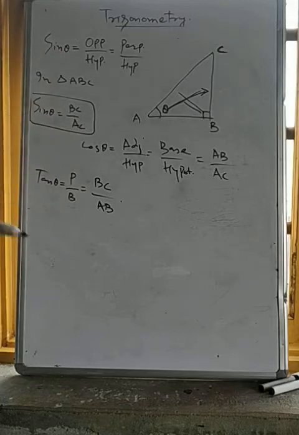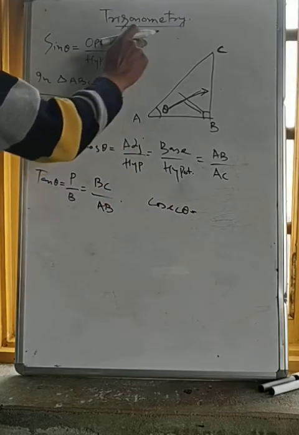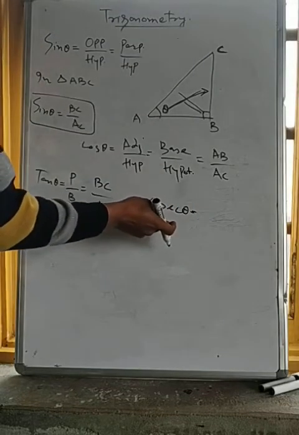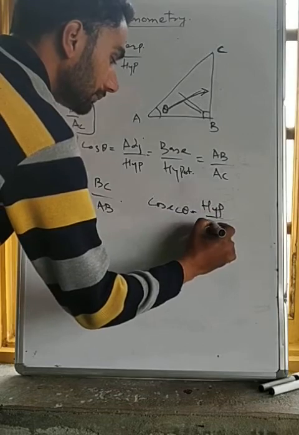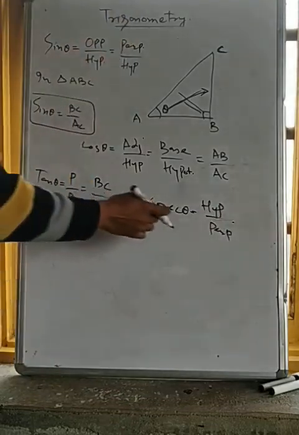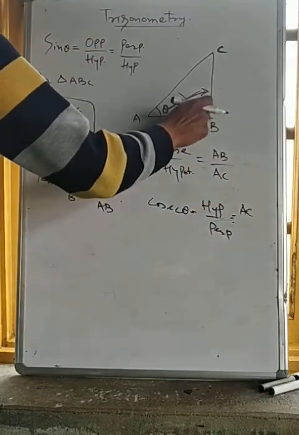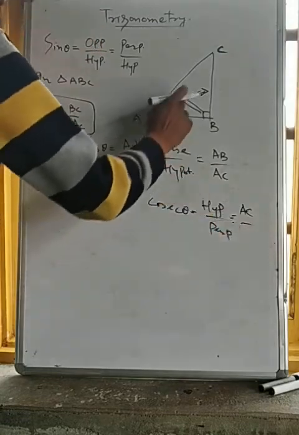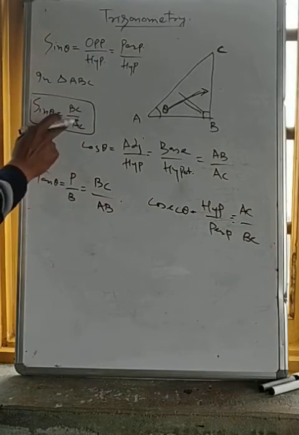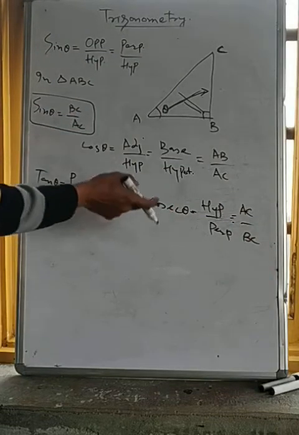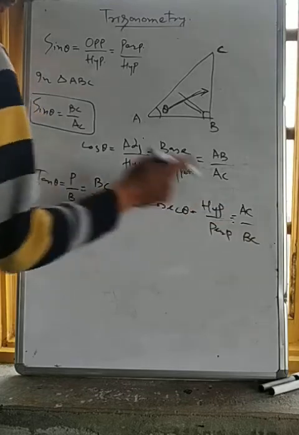Similarly, the opposite of sin theta is cosec theta. If sin theta is equal to perpendicular divided by hypotenuse, then cosec theta must be equal to hypotenuse divided by perpendicular. And in this triangle, hypotenuse is AC, as it is opposite to the right angle, and perpendicular is BC. Sin theta was equal to BC divided by AC, and cosec theta is its opposite, that means it should be equal to AC divided by BC, which is here.